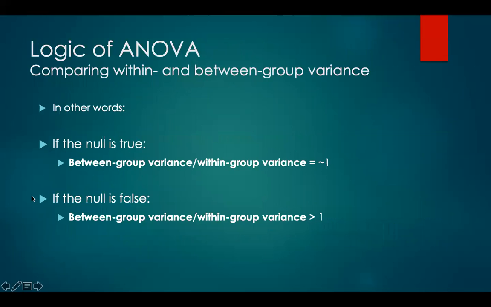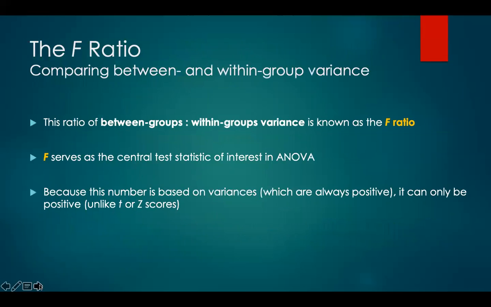So in other words, if the null is true, between subjects or between groups variance divided by within group variance should be approximately 1. These should be about the same size. But if the null is false, between group variance divided by within group variance should be greater than 1, meaning that the between group variance is larger than within group variance. Now, this ratio of between group variance to within group variance is known as the F ratio, and F serves as the central test statistic of interest in ANOVA. Now, because this number is based on variance, which is always positive, it can only be positive, unlike t-scores or z-scores.